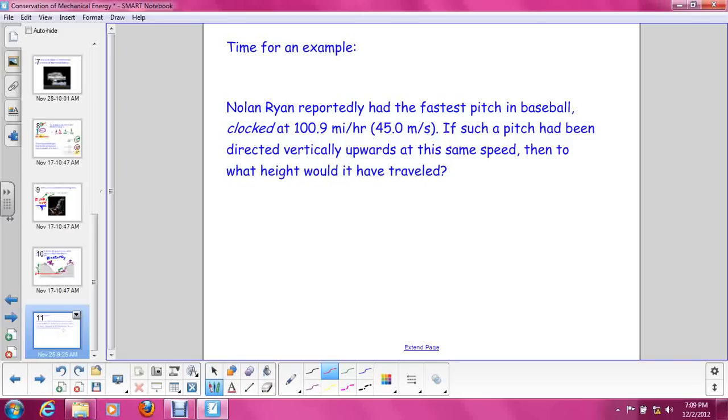So the very first thing that I'm going to do is draw a picture. Huge fan of drawing pictures. So we have Nolan Ryan down here. He has a baseball cap on. And he is throwing a baseball upward, as fast as he can.